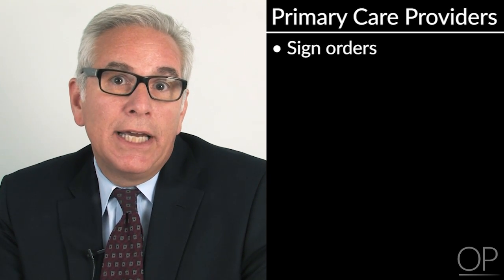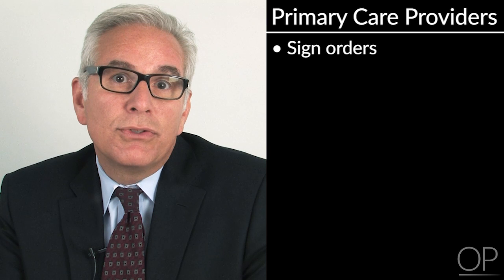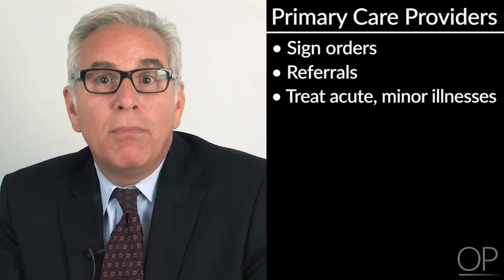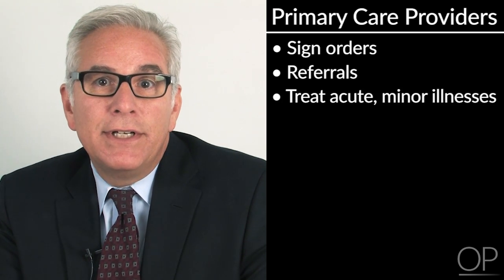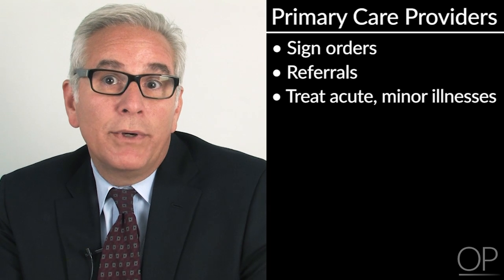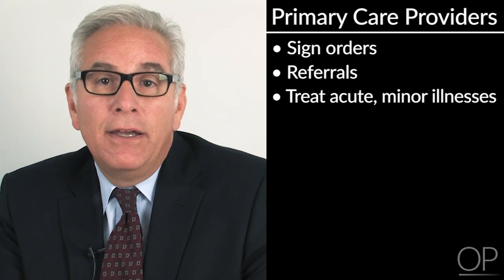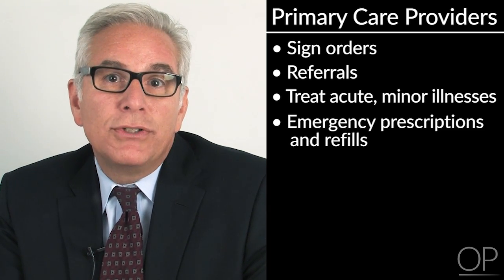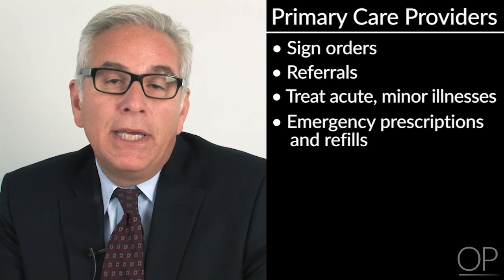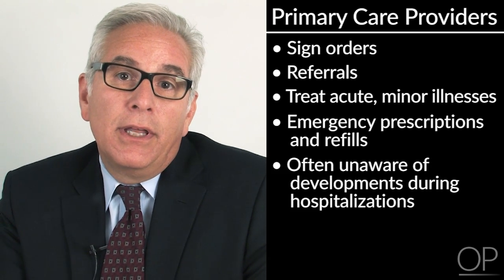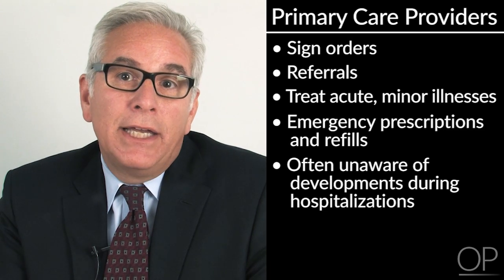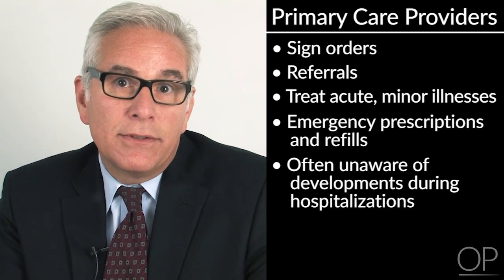Most primary care pediatricians would say that their role for children with complex chronic conditions is largely one of signing the orders for the VNA, taking care of insurance referrals, treating acute minor illnesses, often at the end of the day or on a weekend when the subspecialist can't, filling and prescribing emergency prescriptions and refills, and often they are kept unaware of developments and decisions during hospitalizations.